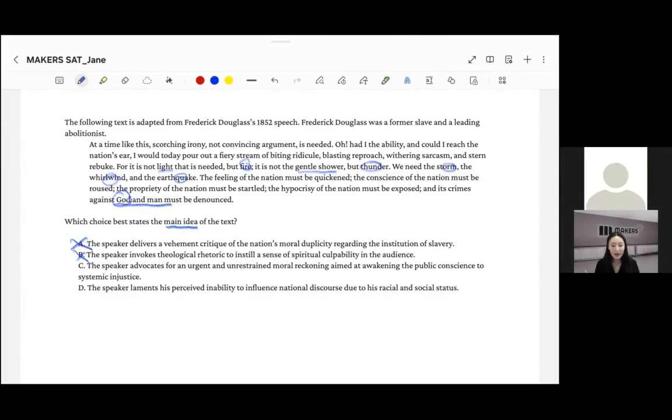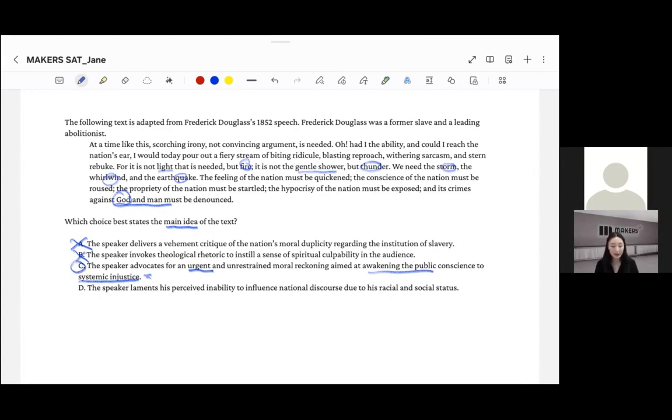C, the speaker advocates for an urgent and unrestrained moral reckoning aimed at awakening the public's conscience to systematic injustice. So C is correct because it's capturing all the key elements. Number one, the urgency. Number two, the purpose of awakening the public, and the scope of what he is addressing, the systematic injustice of slavery, right? So this matches the passage's intensity, call to action, what it is criticizing. Everything is comprehensively mentioned in C, making C the right answer.